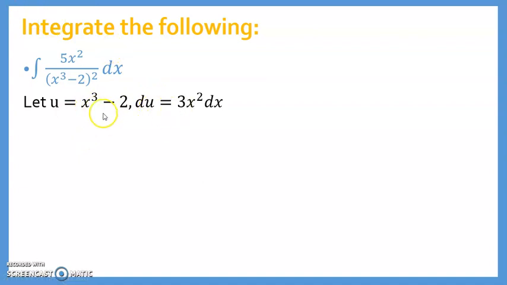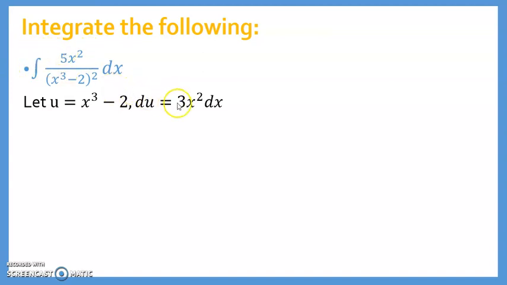Let's see if it works. So here, instead of this, we will be having u squared, and we're left with 5x squared dx. We look at du, it's 3x squared dx. It's the same, but it differs by a constant. And as I said, if it differs by a multiplication of a constant, then it'll work. So we need 3x squared and not 5x squared.